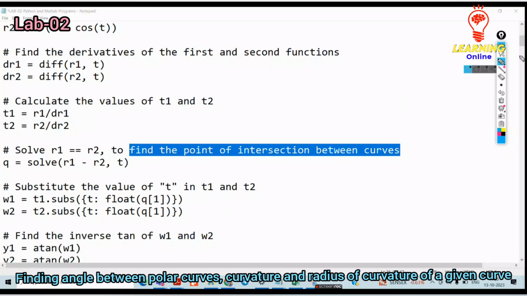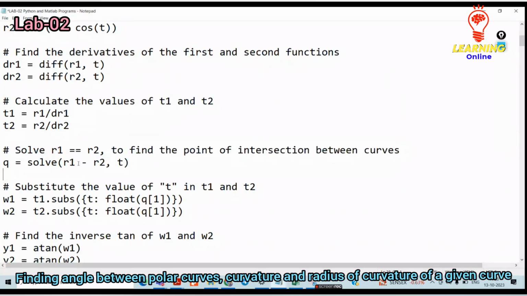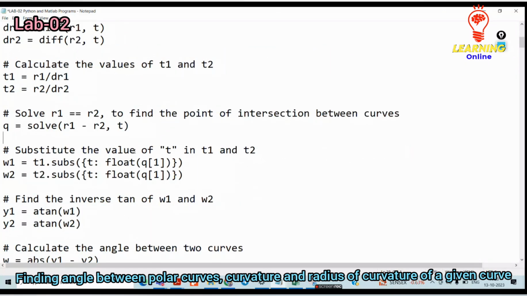Then what I need to define? Solve R1 minus R2, comma, with respect to the particular time t. Then substitute the value of t with respect to t1 and t2. Now whatever the value of t is, with respect to t1 and t2, I need to substitute. Because of that reason, I need to define again a command to get the substitute.